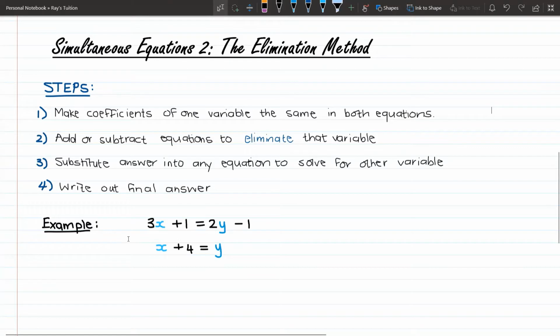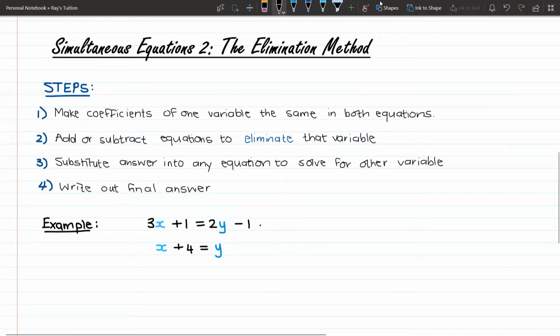In this video we have a look at a different method to solve simultaneous equations. Once again, a simultaneous equation is where there are two variables which we have to solve for, and we are usually given two equations and we have to solve them both at the same time, hence the name simultaneous equations. So these are the steps for solving the equation using the elimination method.